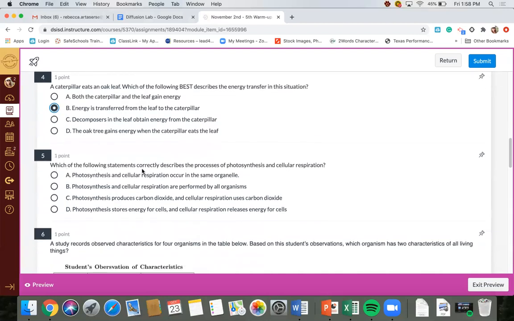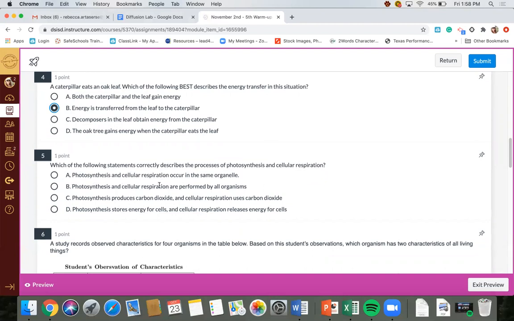5, which of the following statements correctly describes the processes of photosynthesis and cellular respiration? A, photosynthesis and cellular respiration occur in the same organelle. Well, photosynthesis occurs in our chloroplast, and then our cellular respiration occurs in mitochondria. So then it's not the same organelle.